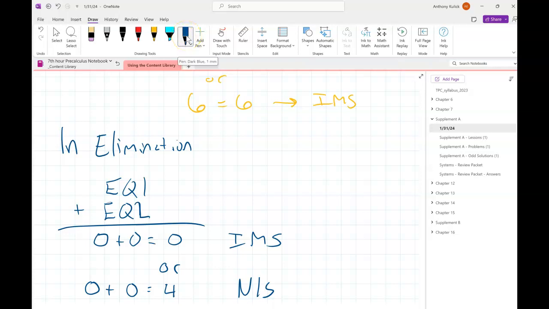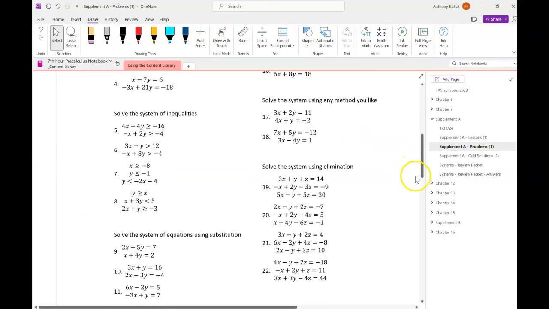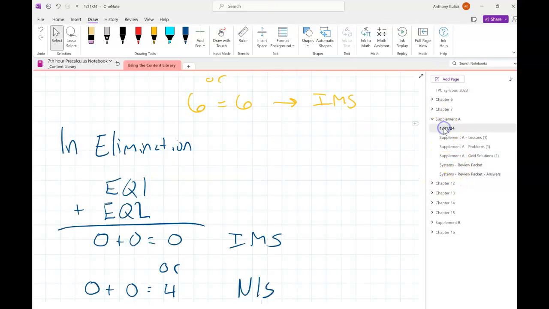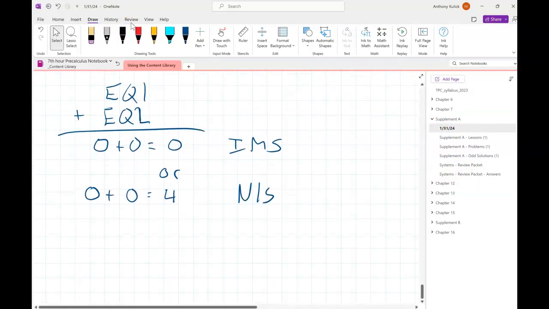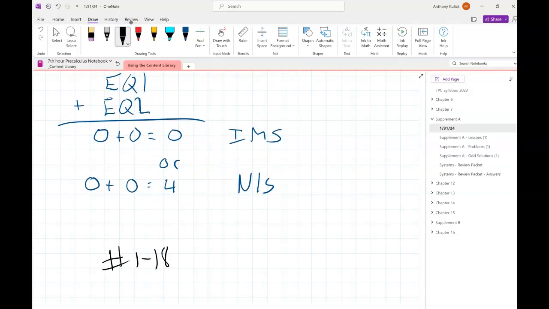How are you guys feeling? This look familiar? Hopefully you're like, yeah, I can do this stuff. So at this point, you guys should be able to do up to 18. We're going to stop here. So 1 through 18, and this should be done for Sunday. Okie doke, artichokes. Okay.